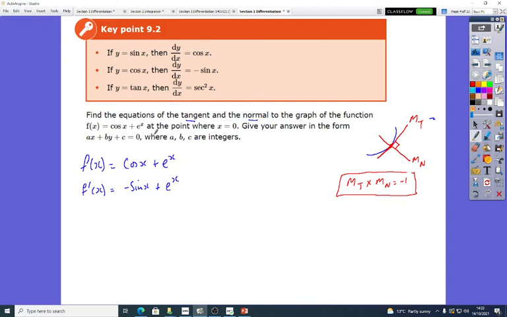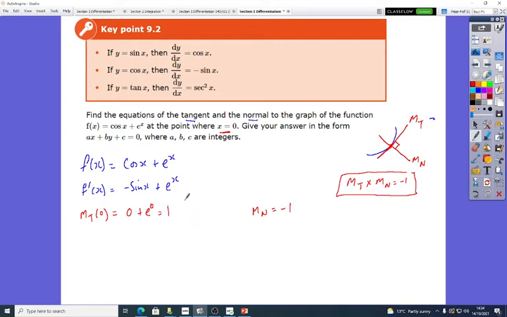Okay, so first of all, I'm going to say when x equals 0, what is the gradient? When you differentiate a function, you get the gradient of the tangent. So I'm going to put the 0 in there. So the gradient of the tangent: sine of 0 is 0, plus e to the 0, which is anything to the power of 0, is 1. So this is 1. Now, if this is 1, the gradient of the normal is going to be the reciprocal of that negated, which is minus 1. Easy so far.